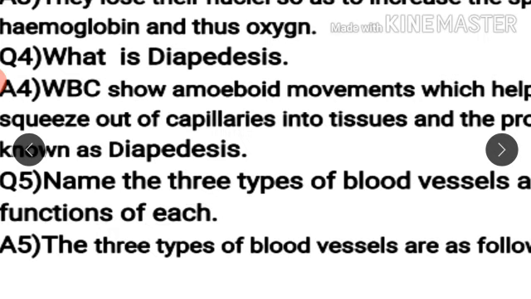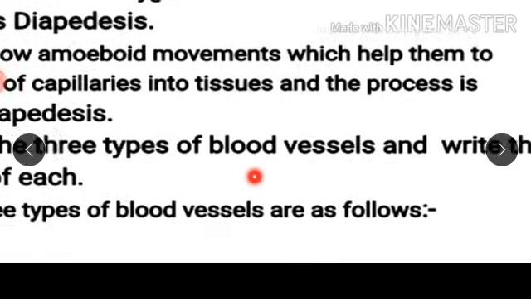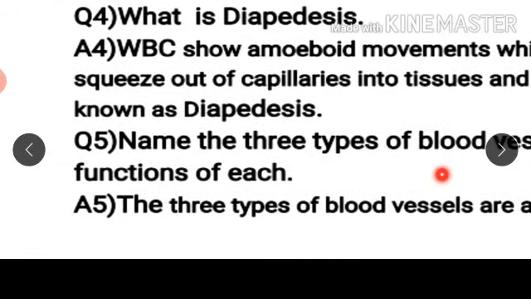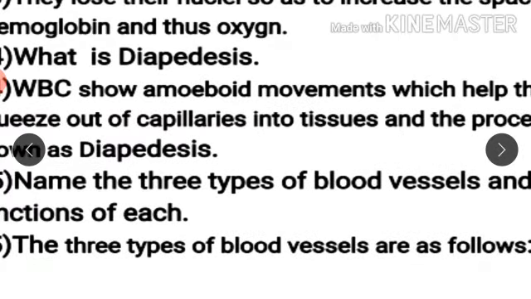Name the 3 types of blood vessels and write the functions of each. The 3 types of blood vessels are as follows.